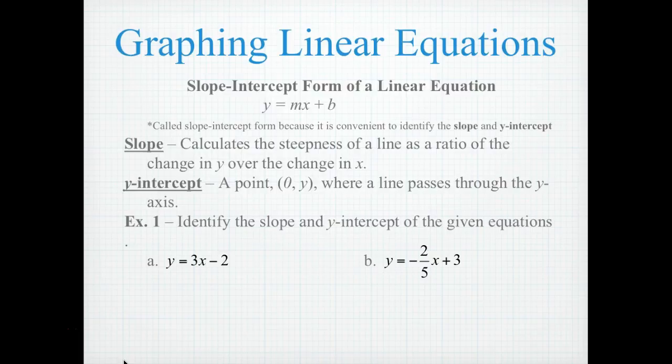For the first example, 3 represents the coefficient of the linear term, and negative 2 represents the y-intercept. So we express the slope as 3, or 3 over 1 if you wish, and the y-intercept is negative 2, always expressed as a coordinate, (0, negative 2). For the next example, negative 2/5 represents the coefficient of the linear term, which is the slope, negative 2/5, and 3 is the y-intercept, expressed as a coordinate of (0, 3).